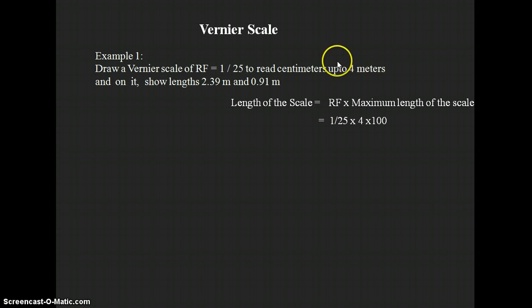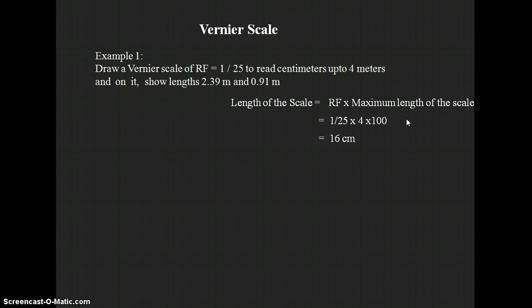4 meters. So we need to convert this into centimeters. For that I have multiplied with 100, so this value will be in centimeters. The value is obtained as 16 centimeters. So 16 centimeters is the line which represents the 4 meters line on a drawing sheet.